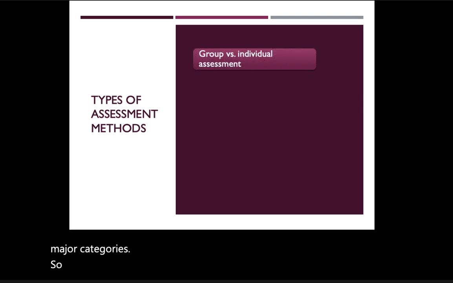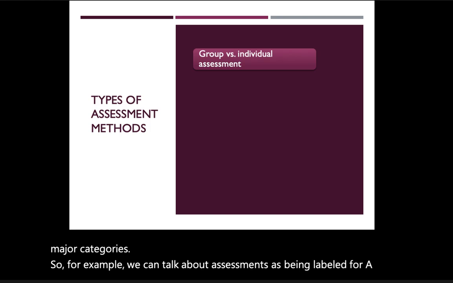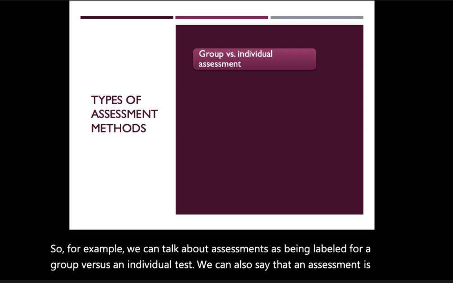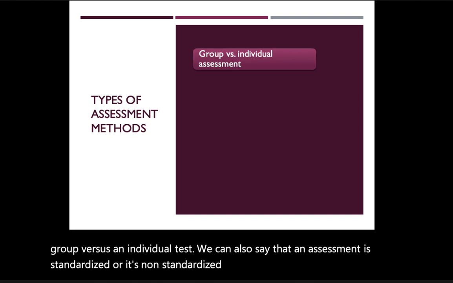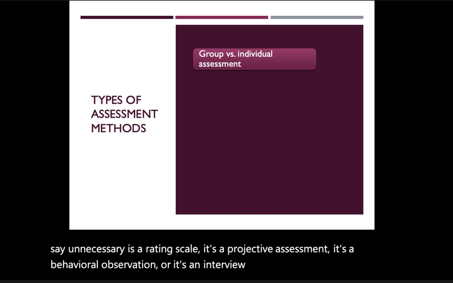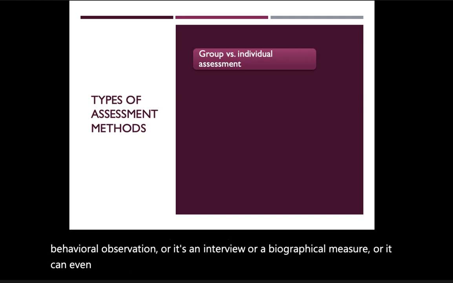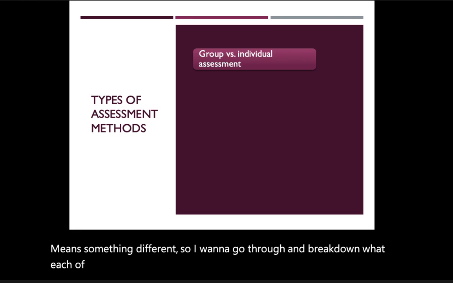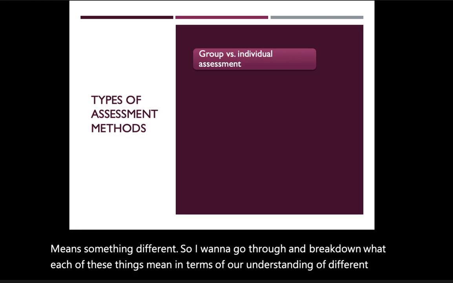So, for example, we can talk about assessments as being labeled for a group versus an individual test. We can also say that an assessment is standardized or non standardized, it's a speed versus power test. We can say an assessment is a rating scale, it's a projective assessment, it's a behavioral observation, or it's an interview or a biographical measure, or it can even be a physiological measure. And each of these things means something different. So I want to go through and break down what each of these things mean in terms of our understanding of different types of assessments.